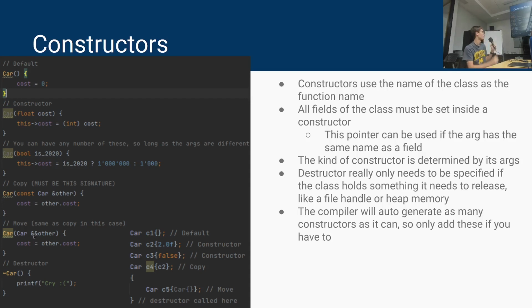Don't worry, I don't really touch on move too much because honestly it's not really that useful for 90% of your work. But just know if you see 2 ampersands, that means a value that's about to die, called an R value. But it's almost like compiler internal stuff. Destructors are just a tilde in front of a constructor. It's super easy.